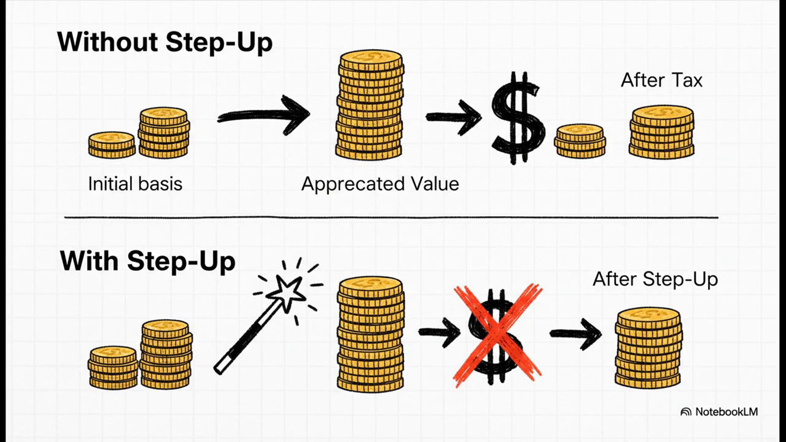Okay, let's put some real numbers on this. Let's say a grantor bought stock for $50,000. By the time they pass away, it's worth $200,000. If that stock is sitting in an irrevocable trust that's excluded from the estate, there is no step up. The basis is still $50,000. So when the trust eventually sells that stock, it recognizes a $150,000 gain. At the trust's 20% tax rate, that is a $30,000 tax bill. $30,000 just gone. Money that could have been completely avoided if they'd gotten the step up.